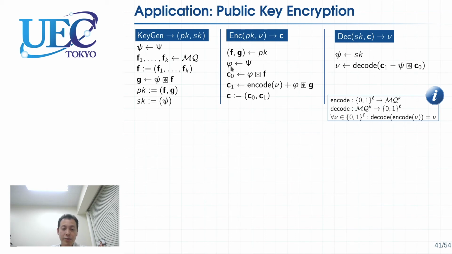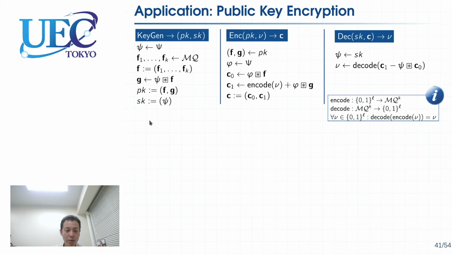First we take a random phi, and phi operates on F as C0, and C1 is an encoded plain text summed by the result of the operation of phi on G. And C0 and C1 will be our ciphertext. In the decryption part, using the secret key psi, by decoding the result of C1 minus the psi operator on C0, we get the plain text back.